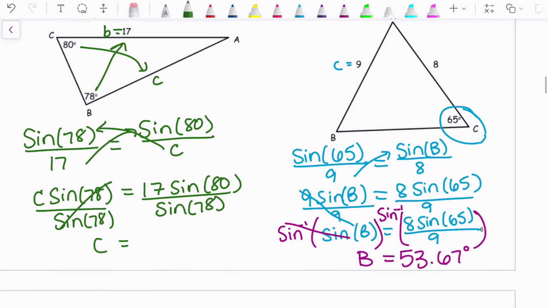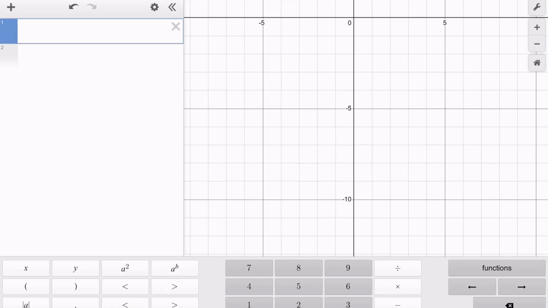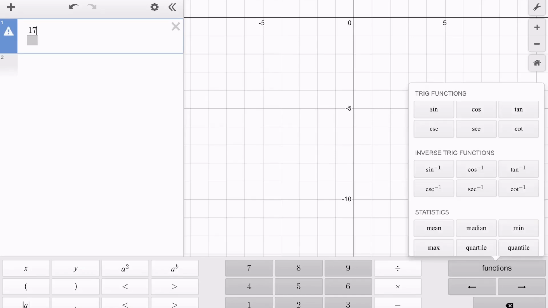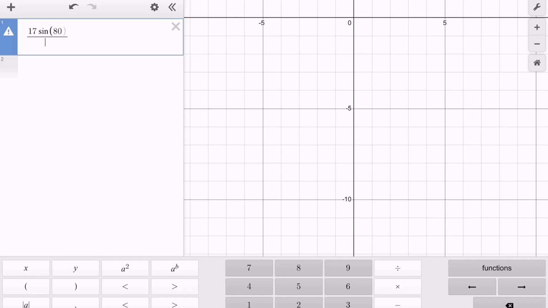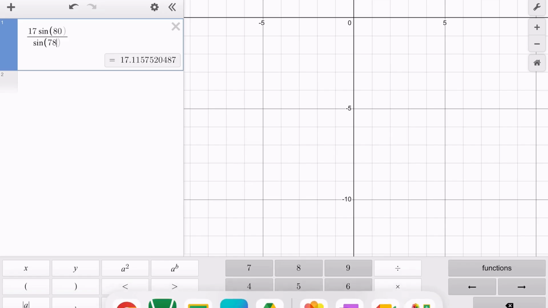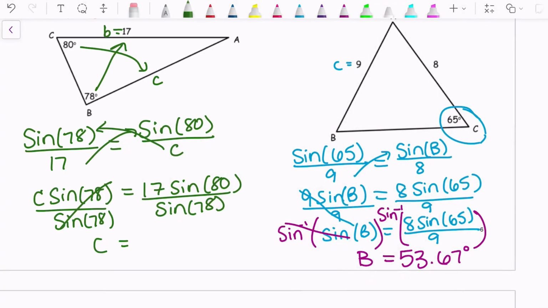So we just have to type this into the calculator. So I have 17 sine of 80 over the sine of 78, which is 17.12. And again, I don't have units listed on any of these examples.